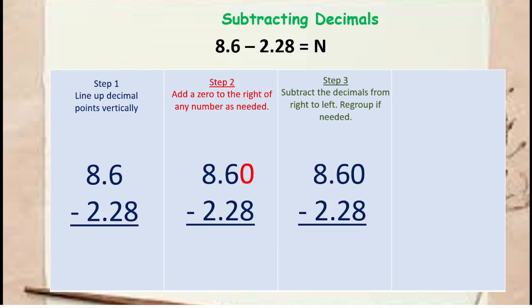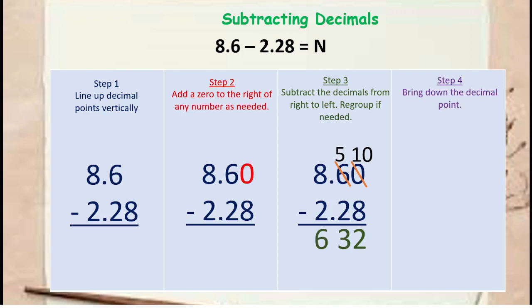0 minus 8 cannot be because 0 is less than 8. So we need to get 1 from 6, and 6 will become 5. 0 will turn into 10, and 10 can now be subtracted by 8. So 10 minus 8 is equal to 2. 5 minus 2 is 3, then 8 minus 2 is equal to 6.